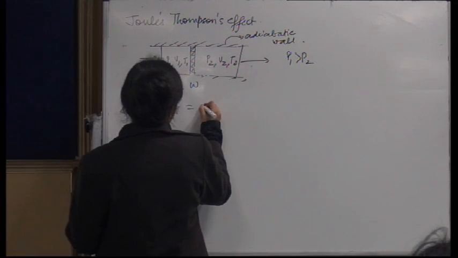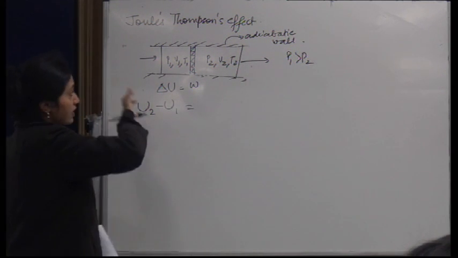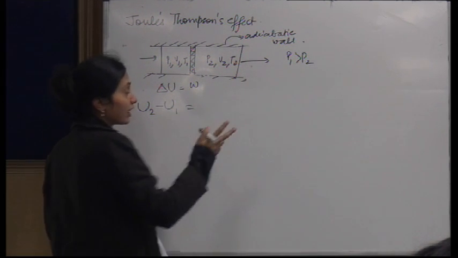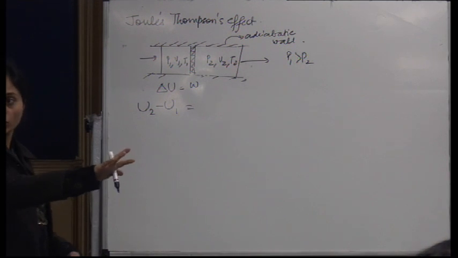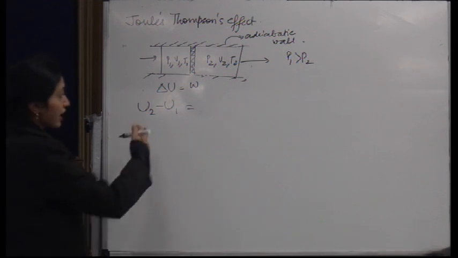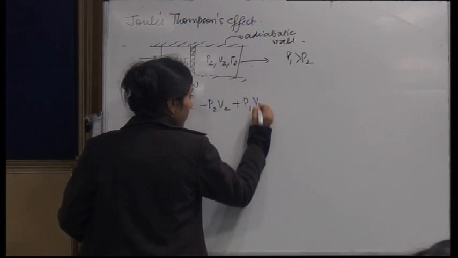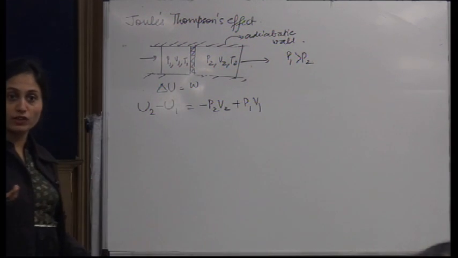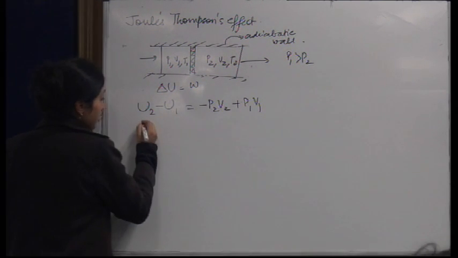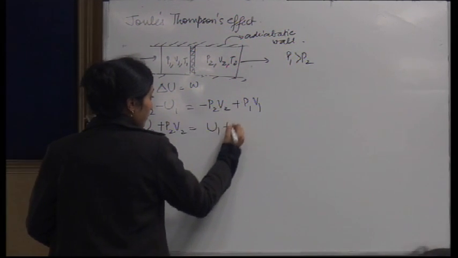If the work is being done from this side, what is the work done on this system? It is P1 V1, and in terms of P2 and V2 it will be minus P2 V2, because P2 is the pressure from the other side. So the total work done is minus P2 V2 plus P1 V1, because work done is nothing but pressure-volume work. Now if I get P2 V2 to the other side, it is U2 plus P2 V2 is equal to U1 plus P1 V1.